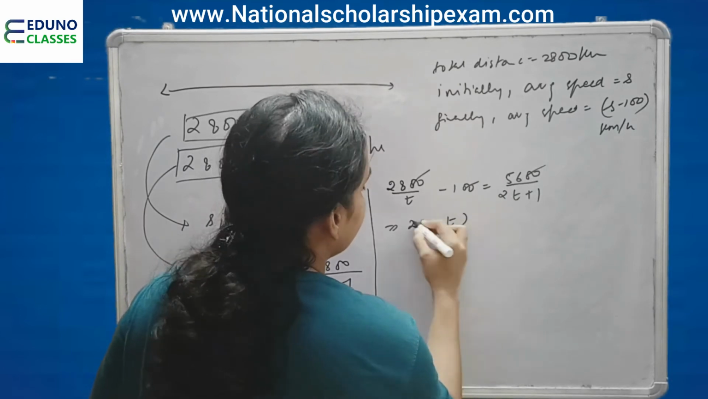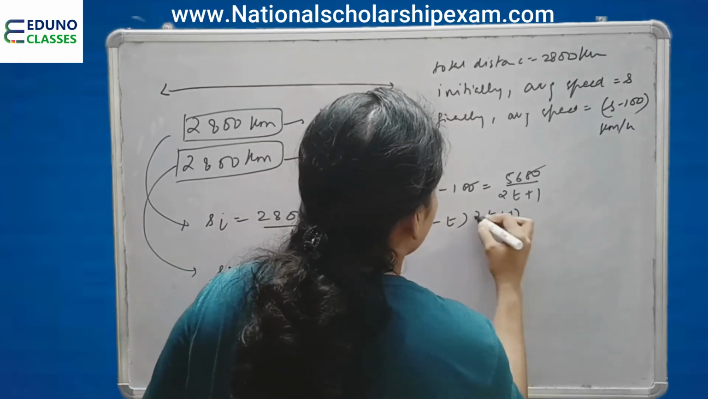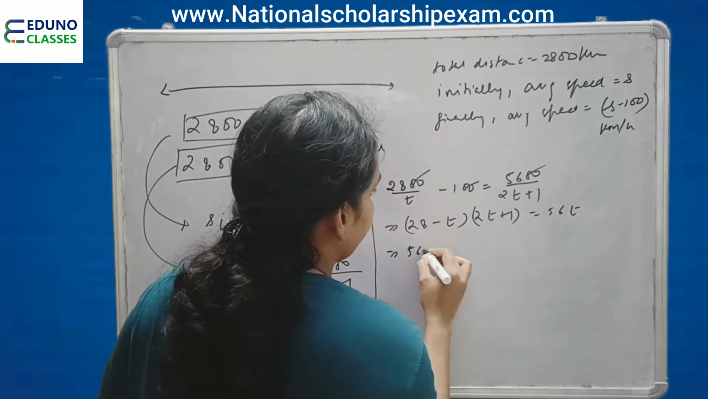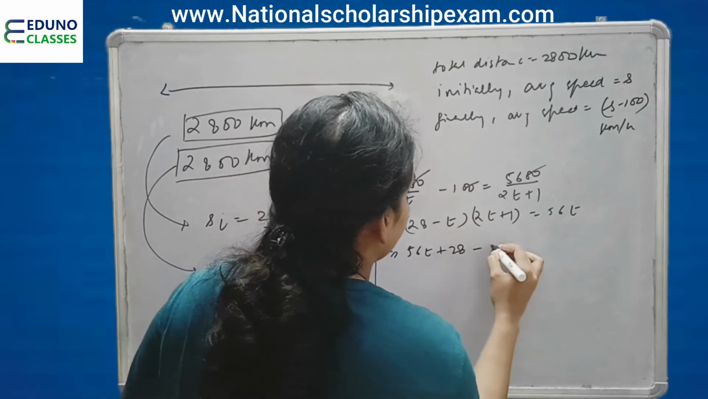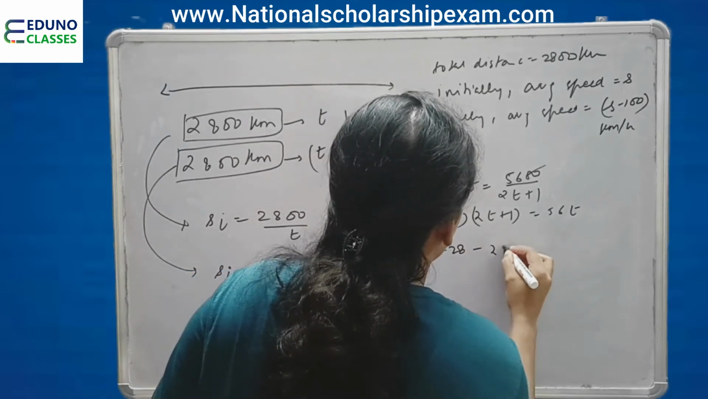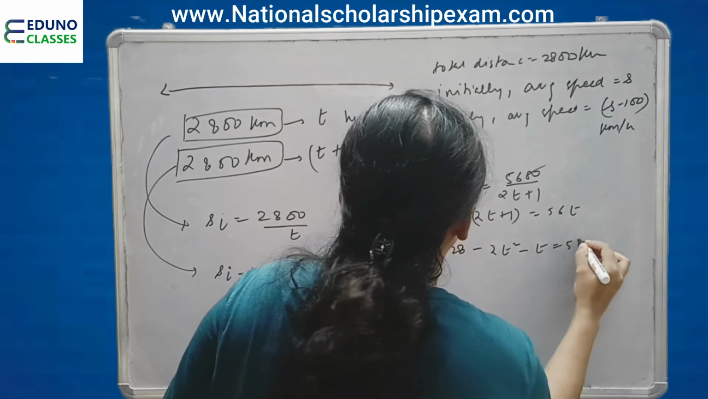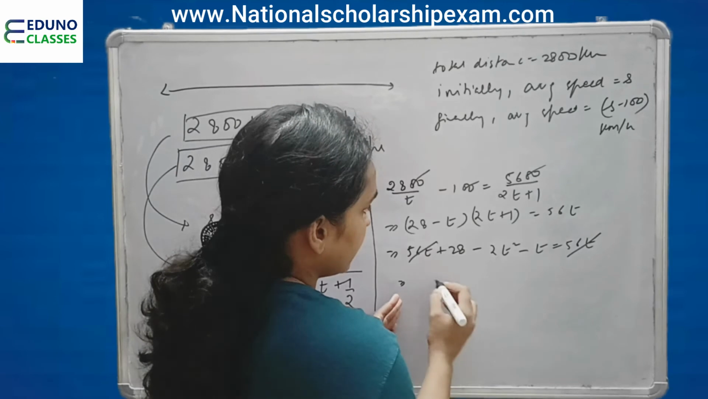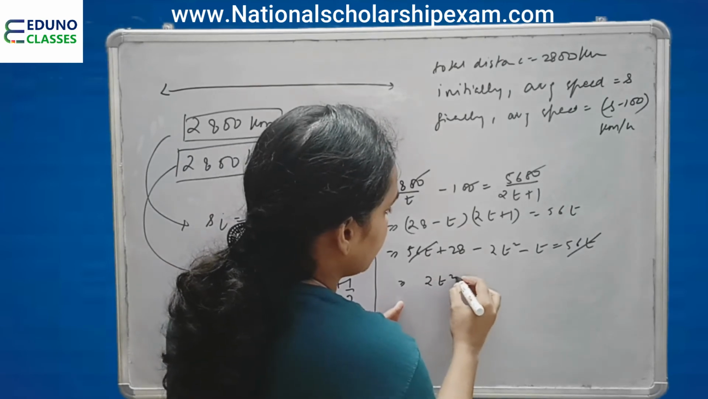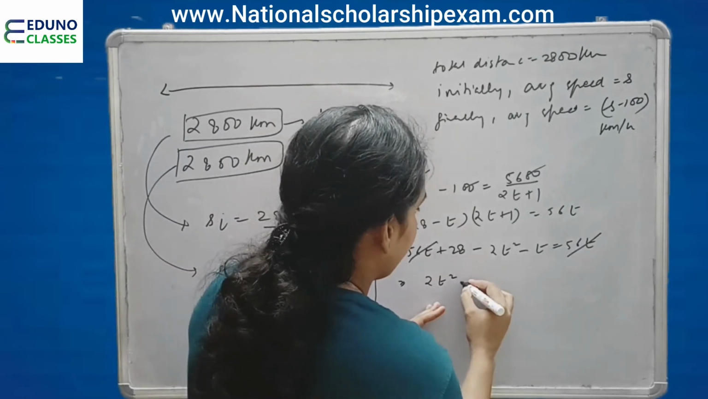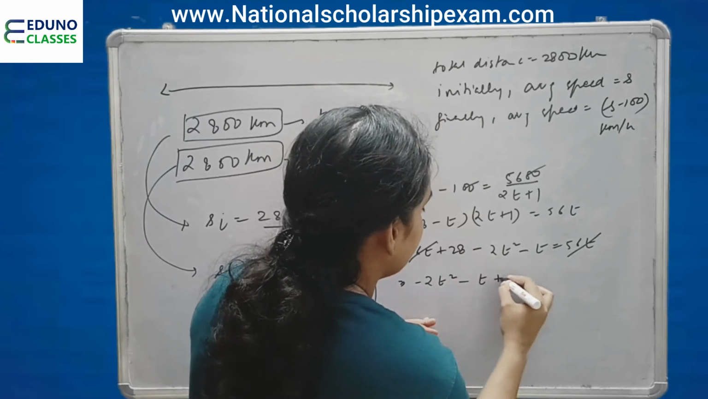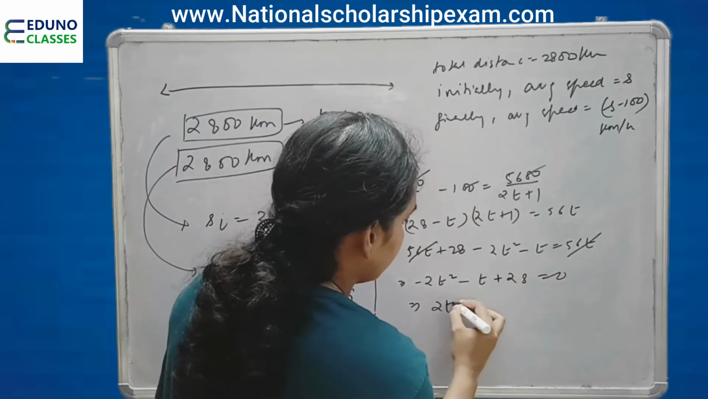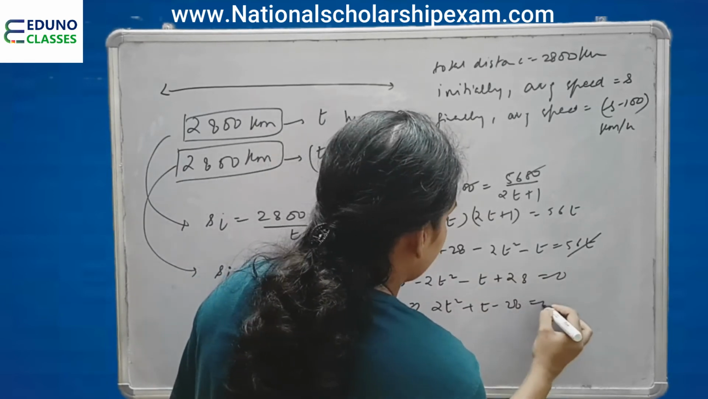Now this can get cancelled. 28 minus T, 2T plus 1 is equal to 28. 28 plus 2T square minus T is equal to 28. 28 and 28 will get cancelled. So we are left with 2T square plus T minus 28 is equal to 0.